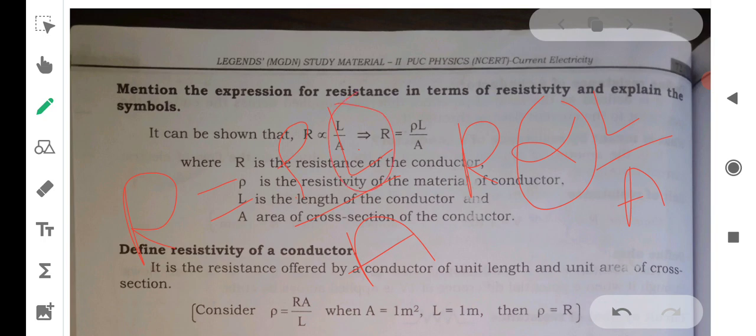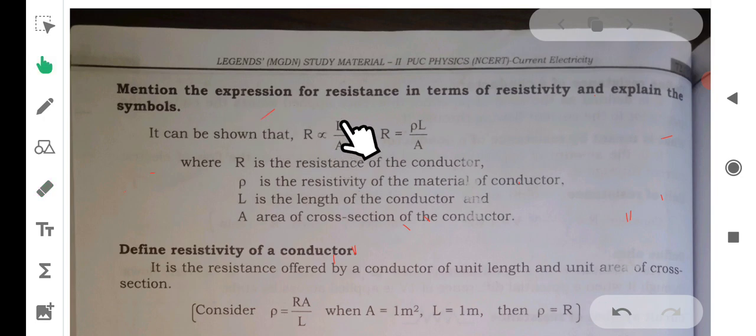L means the length of the conductor, A means the area of cross section of the conductor, and rho means the resistivity of the conductor. Same thing here: R proportional to L by A, and R equal to rho L divided by A. Okay, now we can define resistivity, very simple. By using this formula, cross multiplying, I am writing rho equal to R into A divided by L.